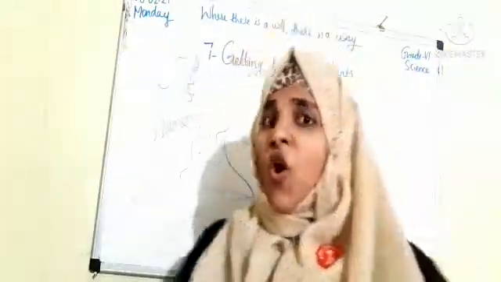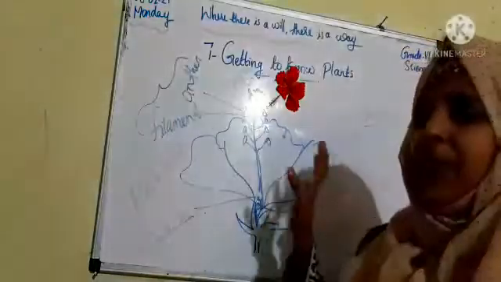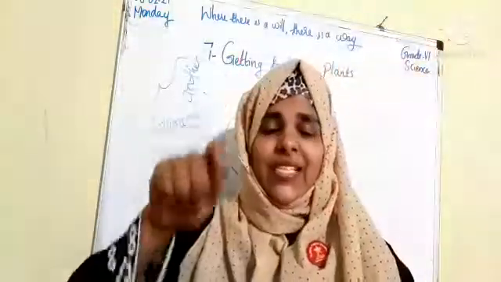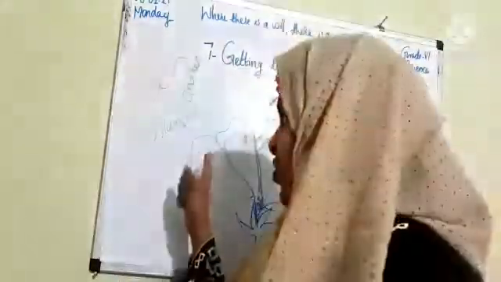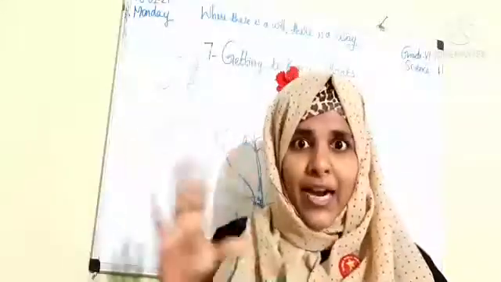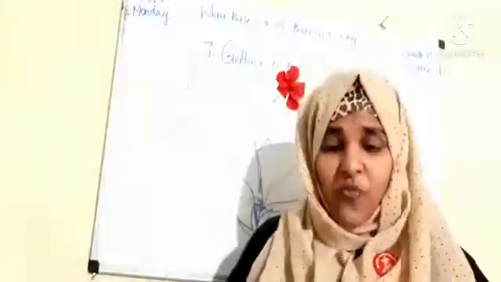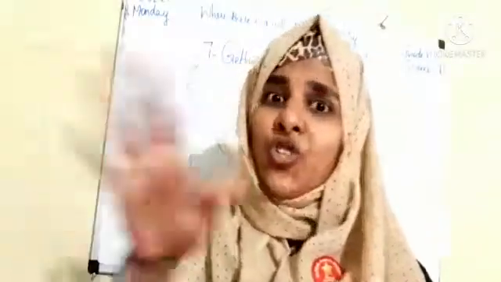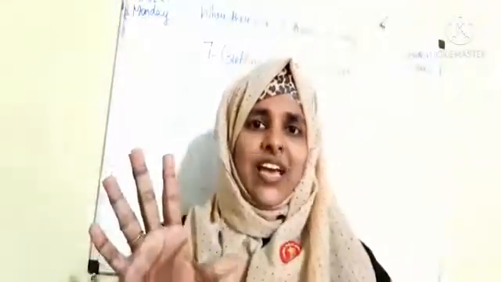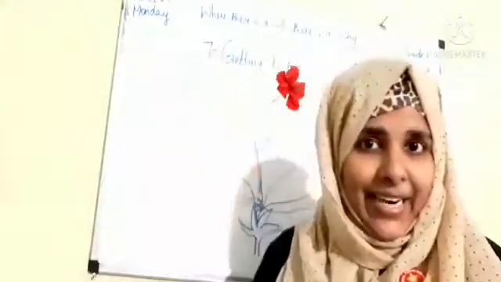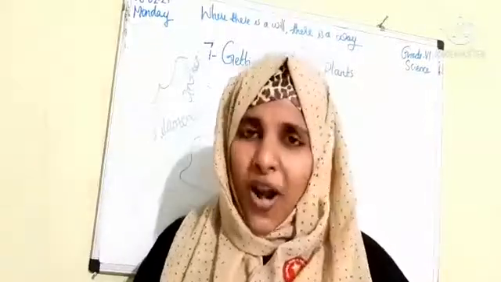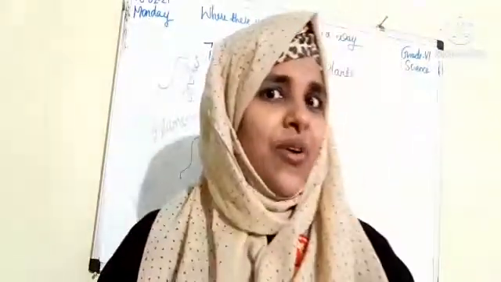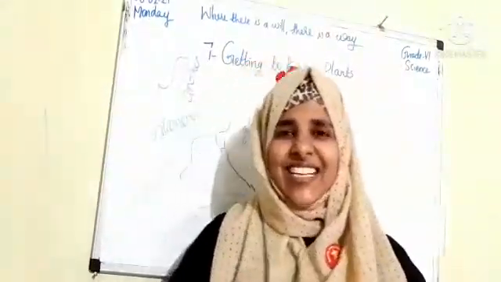All should draw the diagram in your notebook and practice labeling it also. In our next class, I will check your notebooks and the drawing of the parts of a plant. When I wind up this chapter, all should have understood the different parts of a plant: root, stem, leaves and flowers. So hope you all understood about the different parts of a plant.